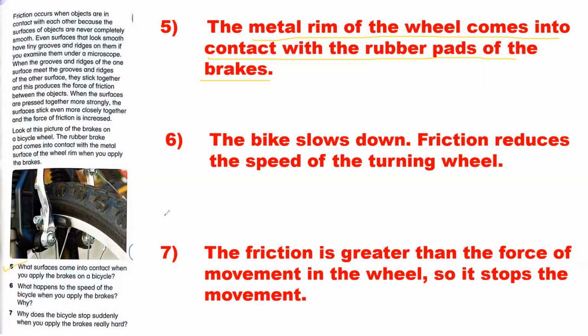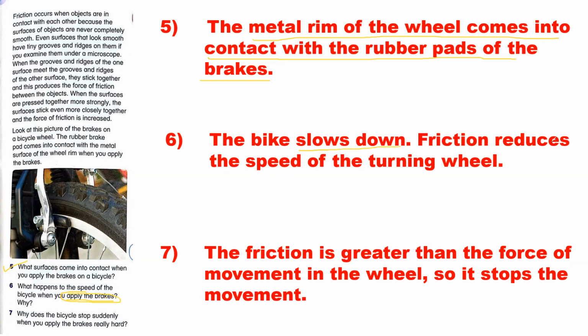Number 6. What happens to the speed of the bicycle when you apply the brakes and why? I think this is rather using some common sense. Of course, when you apply brakes, the whole objective of why people have brakes on bicycles is to reduce its speed. So that means the bike will eventually slow down. So the answer is the bike slows down.